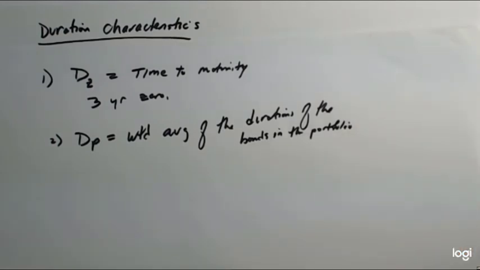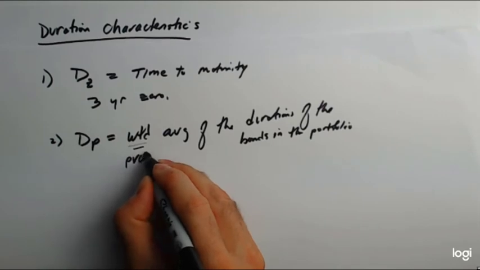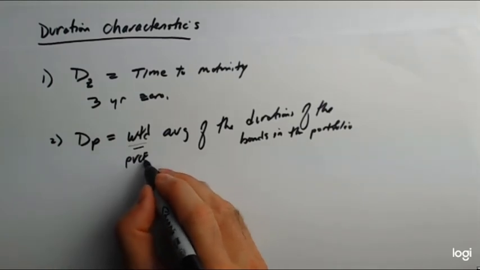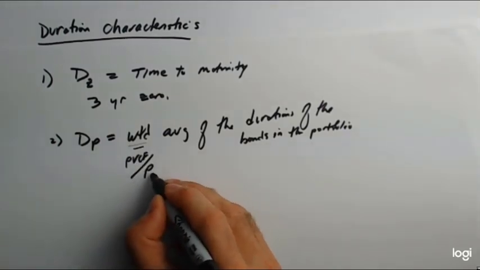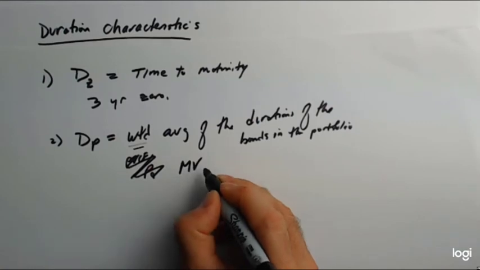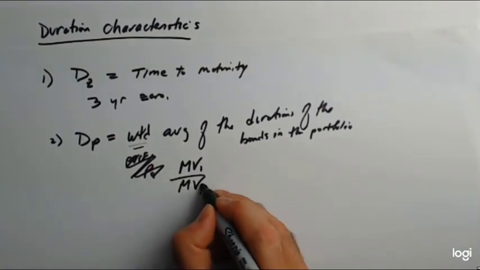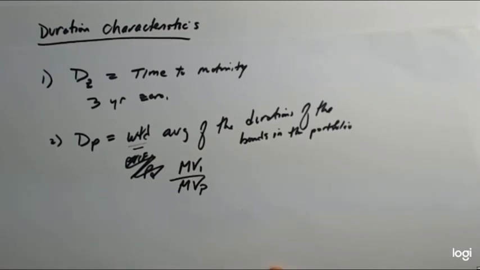Okay, so what are the weights now? The weights are the present value of the cash flows associated with that bond relative to the value of the whole portfolio. So let's say it's the market value of bond 1 divided by the market value of the entire portfolio. That's what I should say.